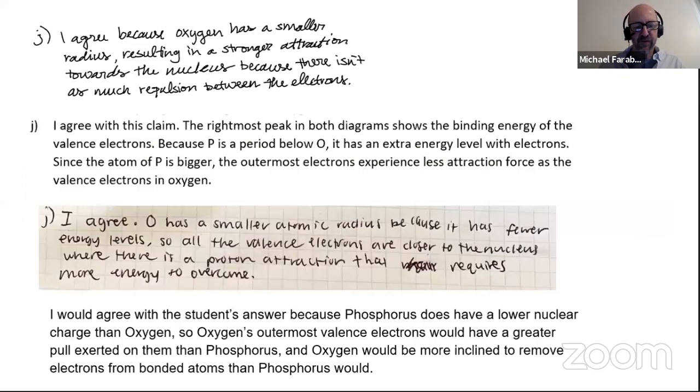And then we had several people that agreed. I agree because oxygen is smaller. I agree because of the binding energy. I agree because phosphorus has a different nuclear charge. So again, it is about the number of electrons. So you were supposed to disagree with that claim. All right, let's move on to sample question number 2.